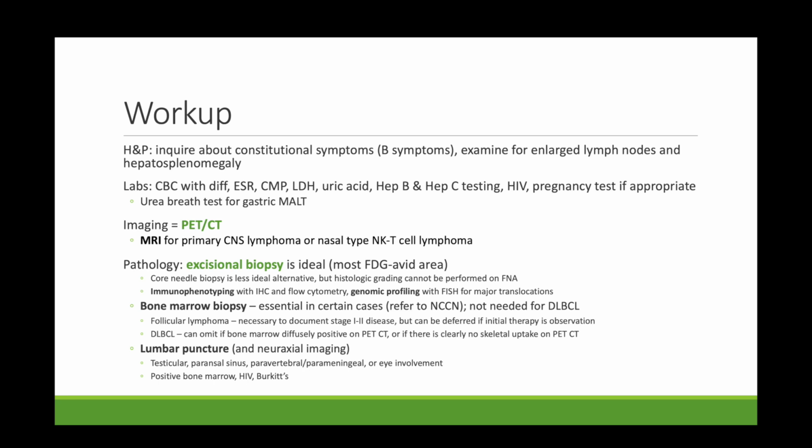There are certain situations where we would consider obtaining a lumbar puncture and probably neuroaxial imaging along with that. And think of involvement of the protected sites. So things like testicular involvement, paranasal sinus, paravertebral or parameningeal, as well as eye involvement.